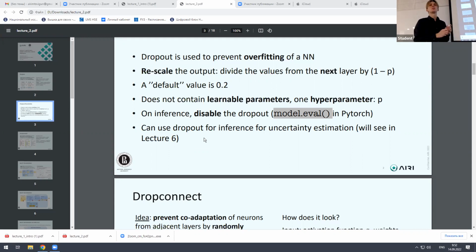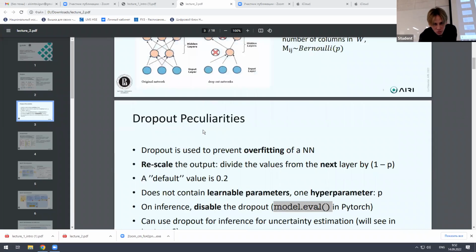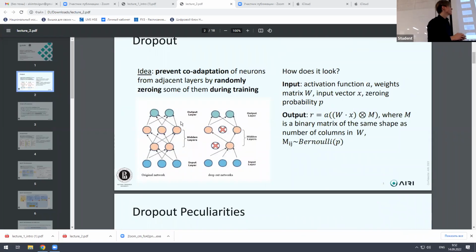Question. Could you please explain more precisely why overfitting happens in real life? Overfitting happens in all the models of machine learning, be it a linear regression. No, I know. I mean, can you please again explain why dropout helps to tackle the problem? Yeah, sure. So what's the problem of co-adaptation of neurons?